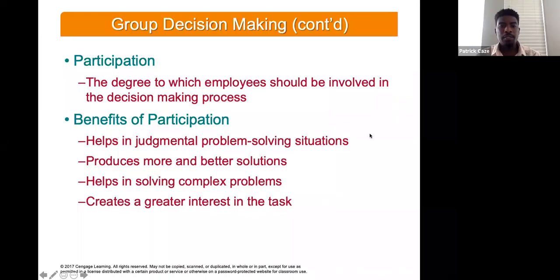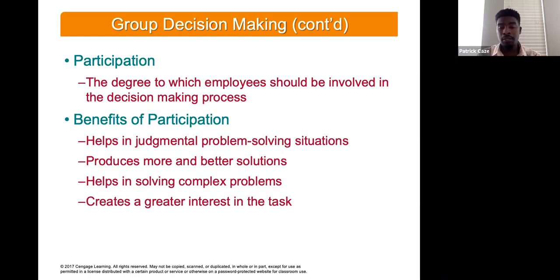So participation, again, is a big aspect of group decision making, right? How involved do employees want to be? Employees should be involved in decision making, especially as a group. Some of the benefits of having your employees participate is that they feel more vested in whatever the project or goal is. They feel like they have a say, and that really helps them understand their value to the company, to the team, and to accomplishing the mission.